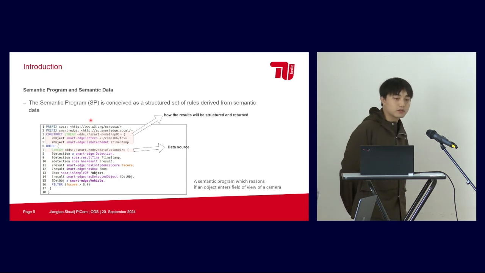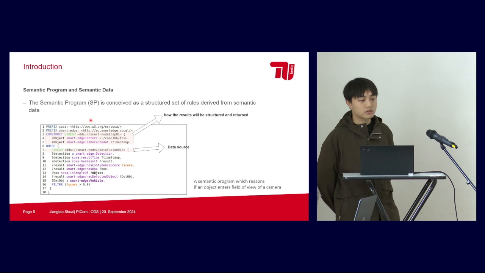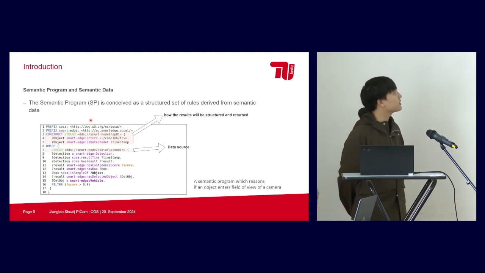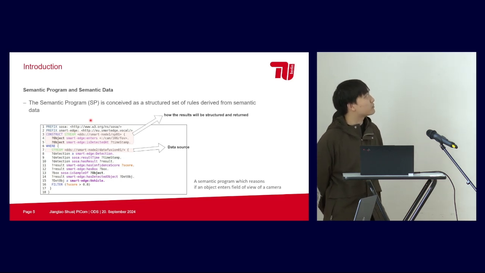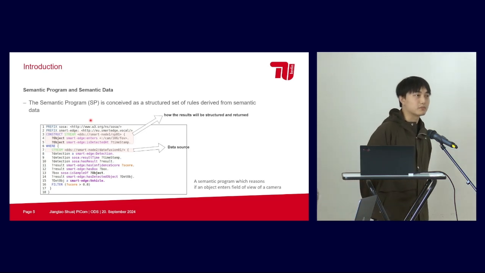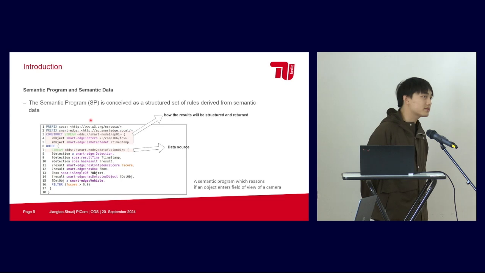For example, this semantic program asks for one data string published to the topic SP01. And this data string should contain the object that enters the camera 106 field of view. It also requires the results to give the timestamp for the detection. And the second part, from line 6, defines the data source, where this string comes from.